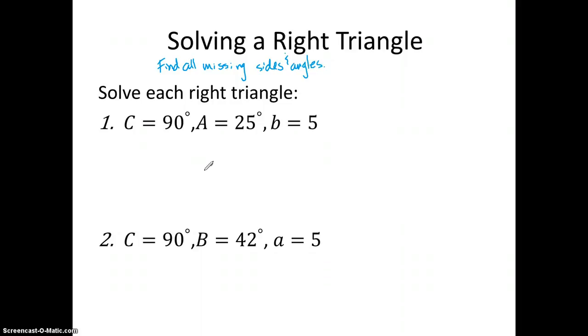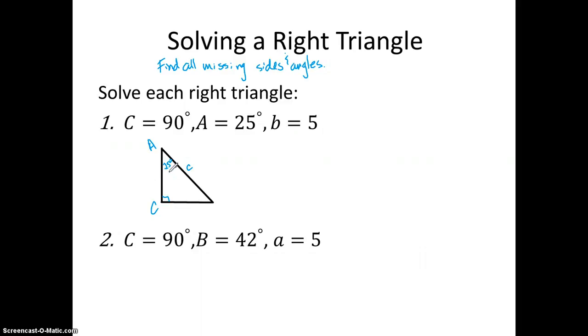And what I want to do here is draw a right triangle with this given information. So we're going to go ahead and draw a right triangle. Okay, so best right triangle that I could possibly draw here. And I always label C as my right angle. I don't know what little c is. I do know that angle A is 25, so this is my angle A. This is 25 degrees. My side B is 5.